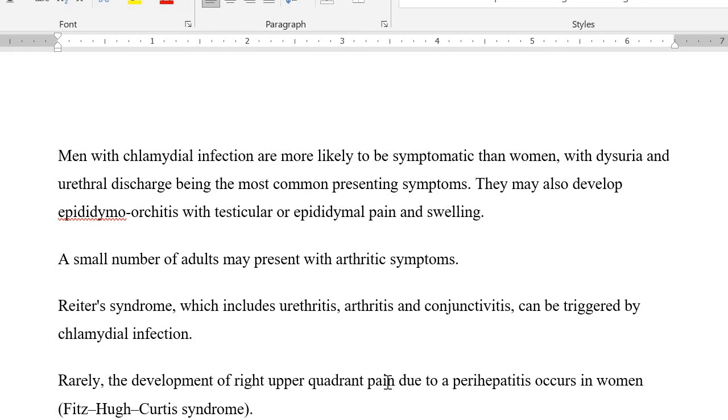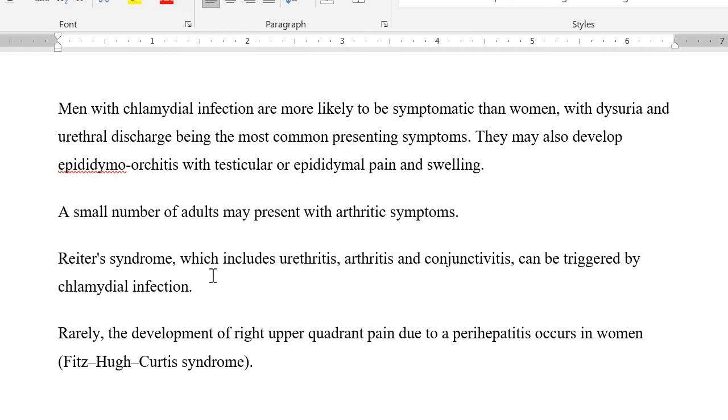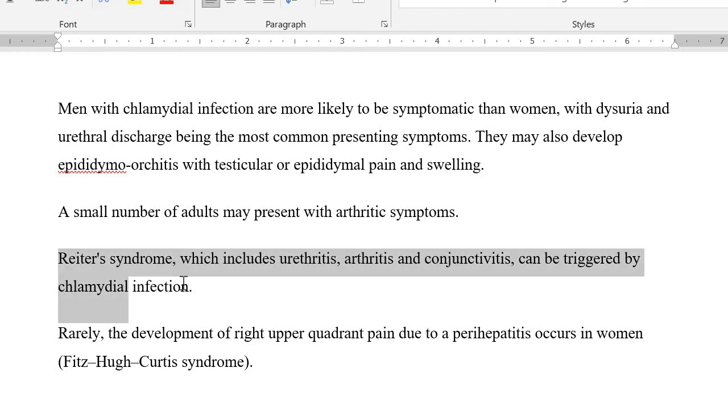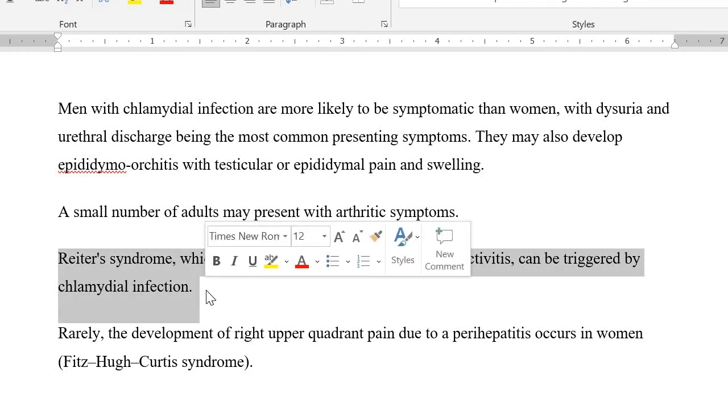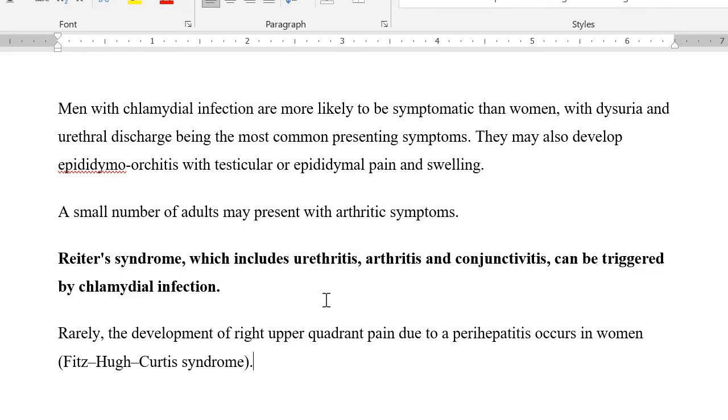Another syndrome is called Reiter's syndrome. This syndrome includes urethritis, arthritis, and conjunctivitis, because we said that it can infect a specific type of epithelial lining, so it can infect the eyes, the bladder, and the joints.